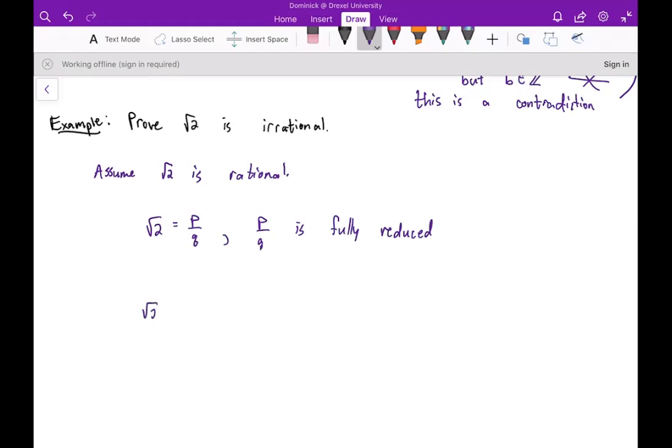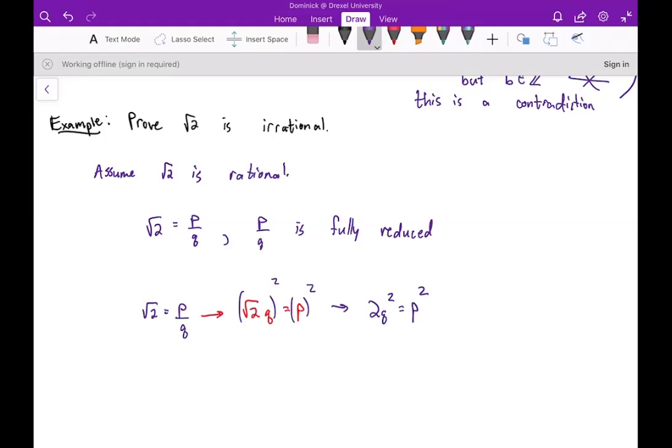If we have square root of 2 is equal to p over q, then one thing that we can do is multiply both sides by q. And we get square root of 2 times q is equal to p. Right? And if we square both sides of this, then we get that 2q squared is equal to p squared.